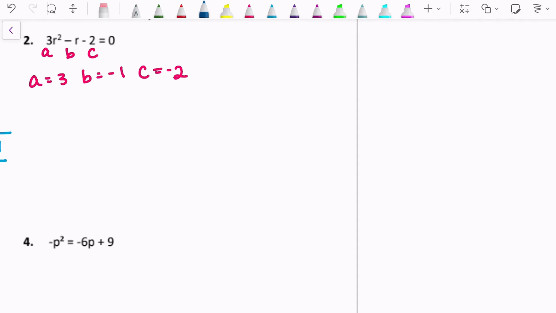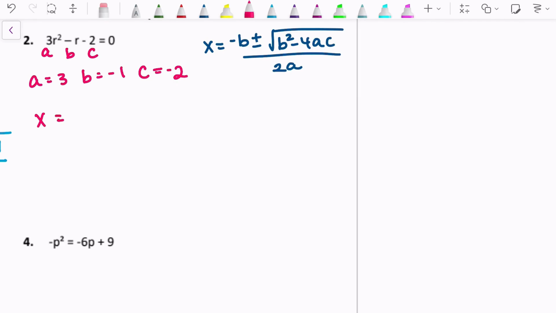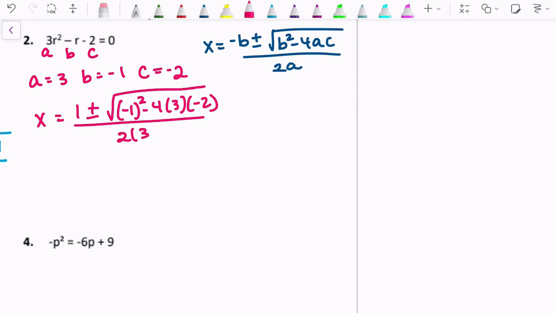So I'm going to do x equals opposite b plus or minus the square root b squared minus 4ac all over 2a. All right, and then I'm going to plug in those values into where they go. So I have x is equal to opposite of b. B was negative 1, opposite is positive 1, plus or minus the square root b squared minus 4 times a times c all over 2 times a.